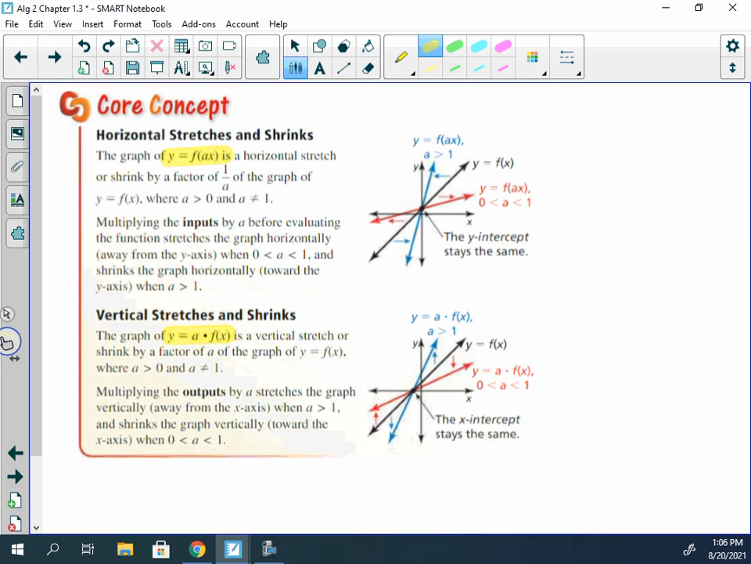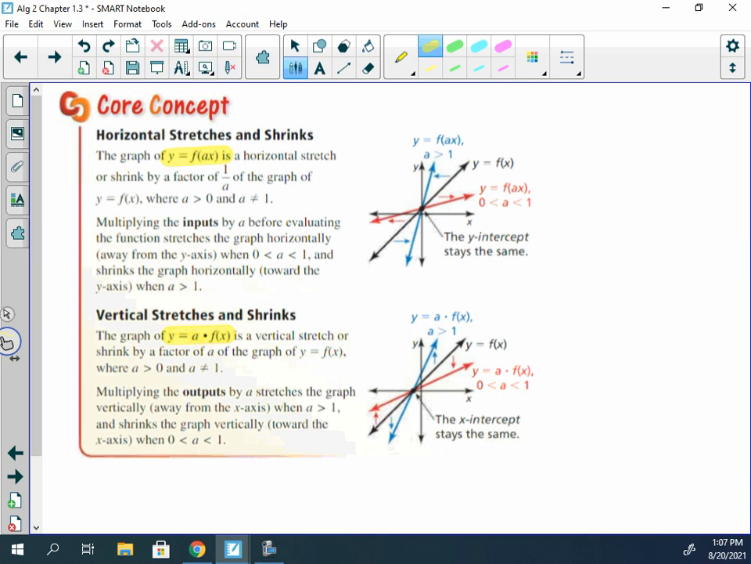Now, with vertical stretch or shrink, it's going to be exactly what it is. If they say it's a vertical stretch of 2, it's just going to be 2 times the function. If it's a vertical shrink of 1/4, it's going to be 1/4 times the function f of x, or g of x, or whatever it is.